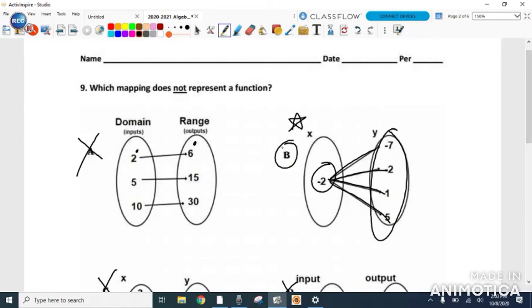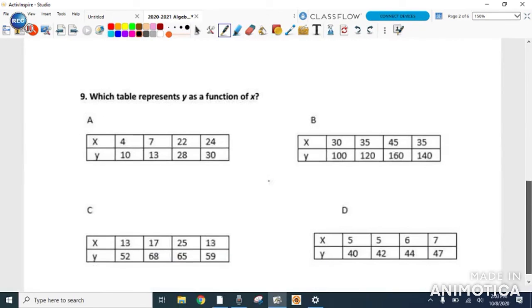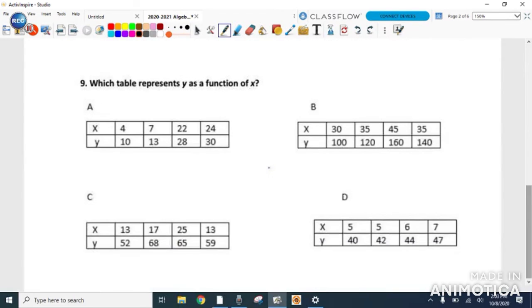All right? Now, which table represents a function? Let's cross off anytime we see an x multiple times in the table. For A, 4, 7, 22, 24. Do any of those repeat? Nope, so that could be an answer. For B, I have 30, 35, 45, 35. Both the 35s repeat, so this is not a function.